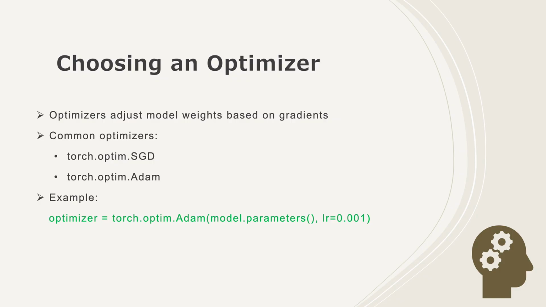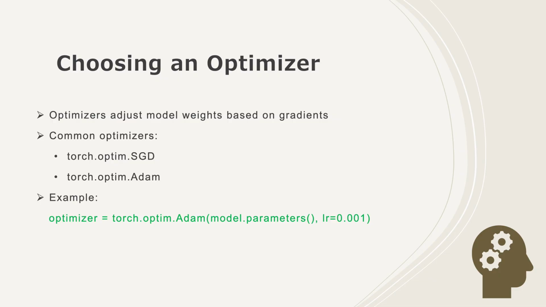Two of the most commonly used ones are SGD, or stochastic gradient descent, a simple method that updates weights using a fixed learning rate, and Adam, short for adaptive moment estimation, a more advanced optimizer that adapts the learning rate for each parameter. Because of its stability and good performance, Adam is often the default choice for many models.